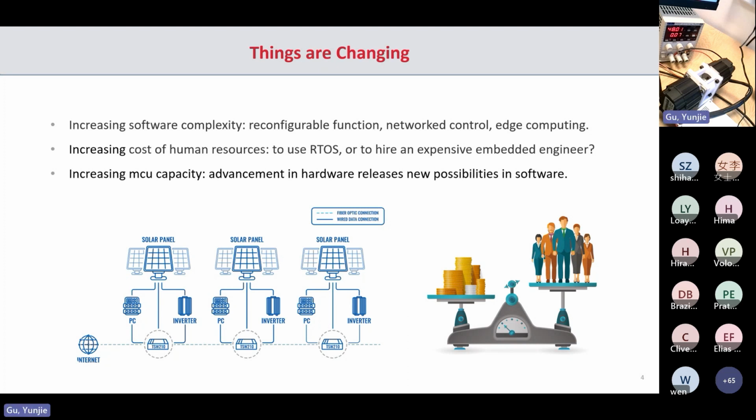Moore's law is continuing, so the capacity of the MCU is increasing, and the cost of a single unit of capacity is reducing. The things that used to be considered expensive are no longer expensive. So people can tolerate using a better MCU without too much cost. And because of these reasons, people are thinking, can we use a better software development tool chain instead of bare metal for electronic control?